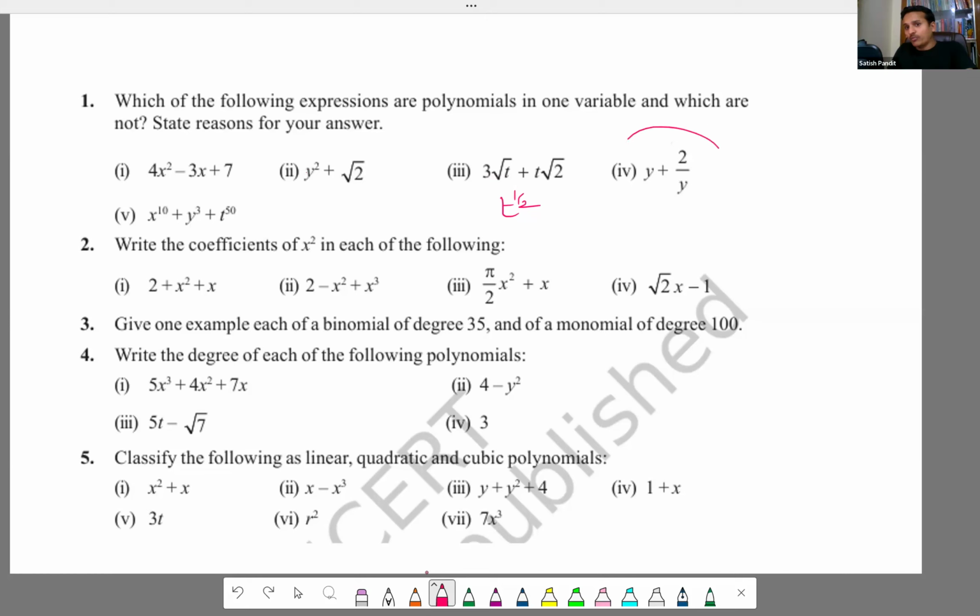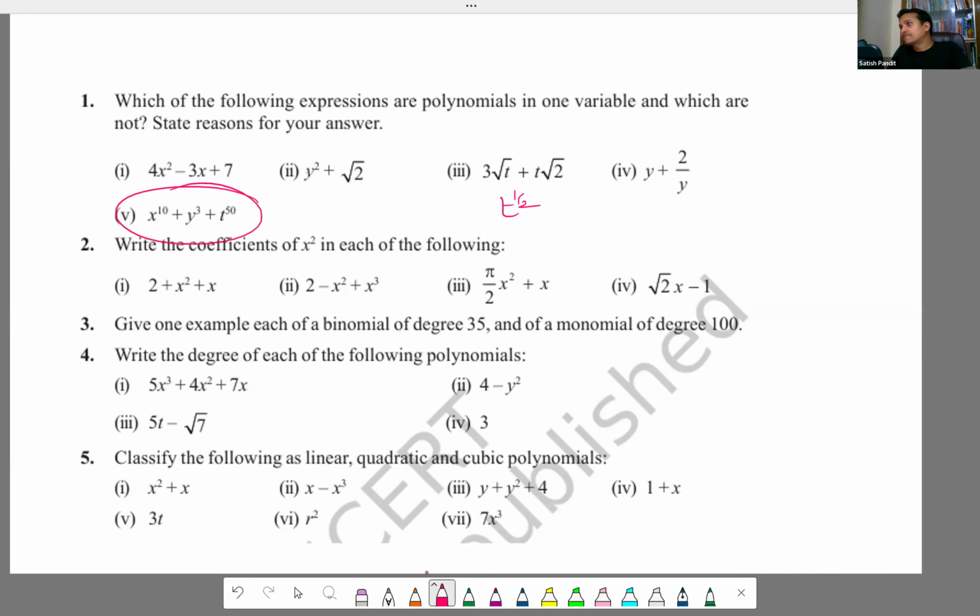What about this? Is this a polynomial? No, because here y, if it goes to the top, will become a negative power. A negative number is an integer. So these two are not polynomials. While writing notes, write the reason also. Because t power half, half is a fraction, not a whole number. Here the power is minus 1. Minus 1 is an integer. That is why it's not a polynomial.